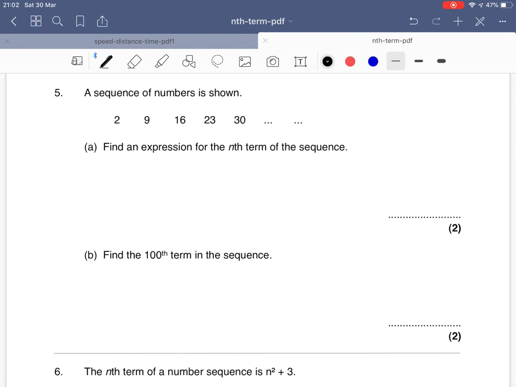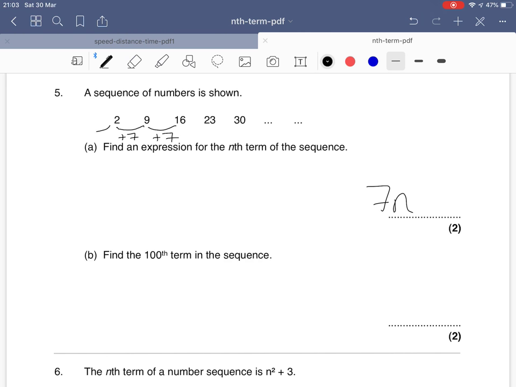A sequence of numbers is shown. Find an expression for the nth term of the sequence. So find out what it's going up in. From 2 to 9 is adding 7. From 9 to 16, adding 7. So it starts with 7n.